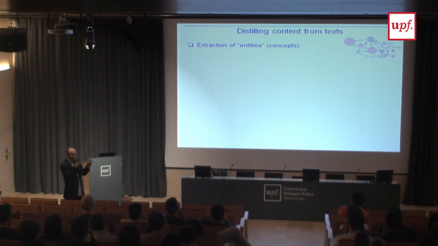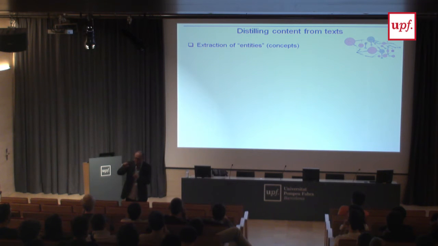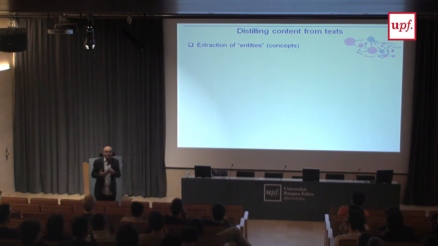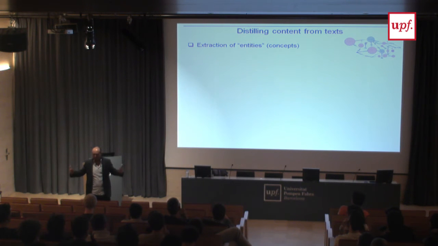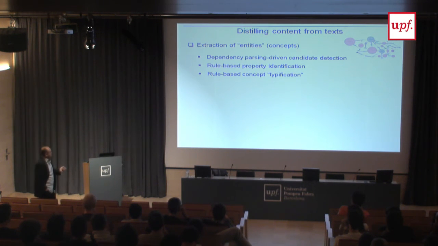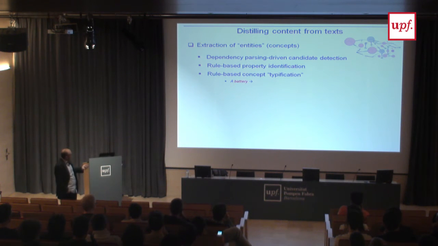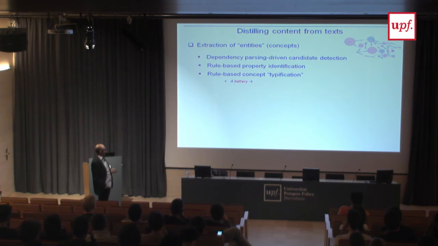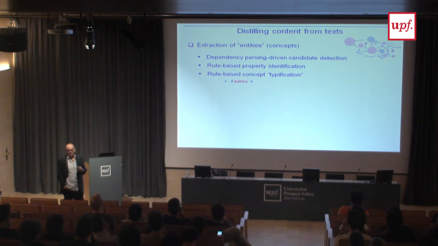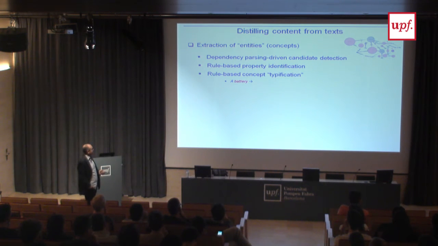Okay, so the next step. Now, in the previous topic we focused on taxonomy specific tokens. But the interest goes further, so we want to capture the concept of the whole text, that is, to understand what a text is about. And for this purpose, we use dependency parsing driven candidate detection. What is a concept? Not any noun is a concept. So then we use rule-based strategies to identify properties and then classify, or basically typify, the identified concepts.